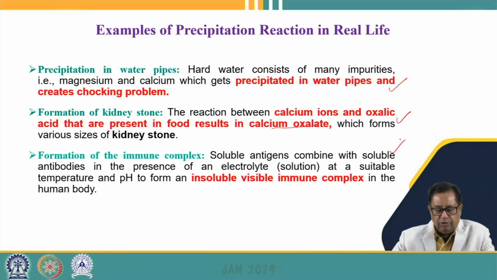Similarly, the formation of immune complexes also involves precipitation reactions. For example, when soluble antigens combine with soluble antibodies in the presence of an electrolyte solution, at a specific temperature and pH value, they form insoluble, visible immune complexes in the human body.